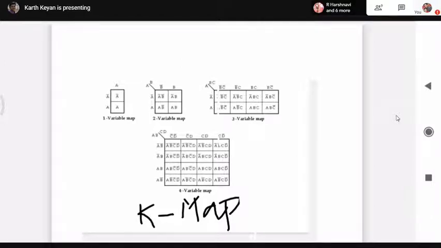In this case we have four approaches. The first one is the one variable map.